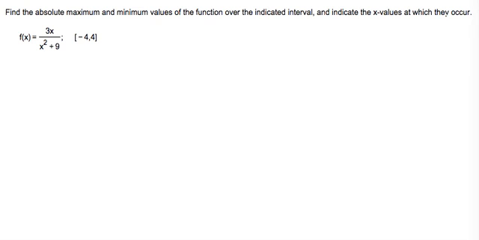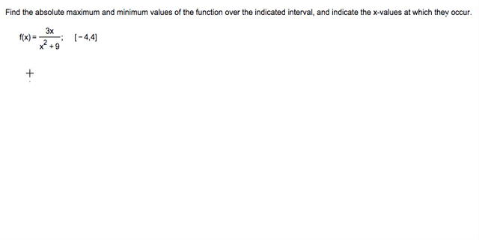So in this problem, we want to find the absolute maximum and the absolute minimum of the function f of x over the interval from -4 to 4. It's a closed interval, which is important, meaning it includes the endpoints, and indicate the x values at which they occur. Okay, so we're going to need to find critical values because absolute extrema occur at either critical values or, if you're on a closed interval, at the endpoints.